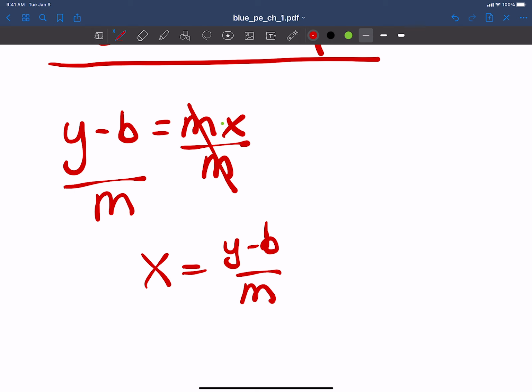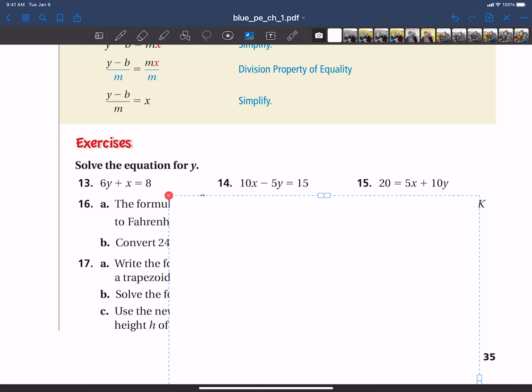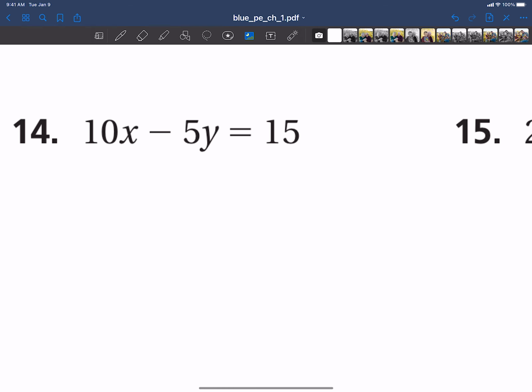I really like that problem. That's a good one. I like the ones where they're short like that. Let's do some more of these, guys, like the ones with numbers.